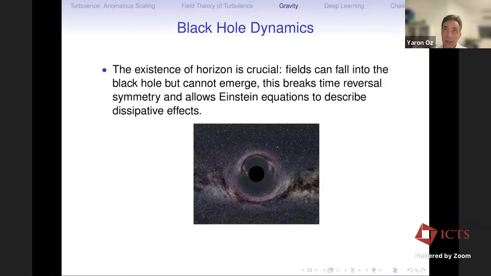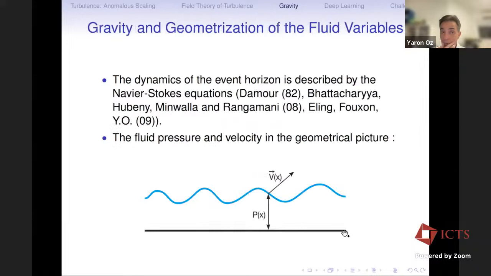So Einstein's equations are of course not dissipative, but black holes, once you use them, will break time reversal invariance symmetry and they allow dissipative effects. And the important point for me in this, actually starting with the work of Damour and then the work by Minwalla, Rangamani and others here, was that if you perturb a black hole and you look at the Einstein's equations projected on the horizon, and if you parameterize the deviation from the equilibrium by the pressure and the normal by the velocity, the equations for the black hole horizon are just Navier-Stokes equations.